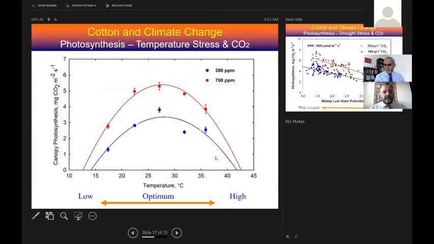But across a wide range of temperatures, C3 plants like cotton will benefit from an increase in CO2 to a certain extent. The increase is almost parallel. And if we can increase this potential from here to here, that makes a lot of difference. So in looking at photosynthesis, increasing the potential makes a lot more difference in future conditions to a certain extent.